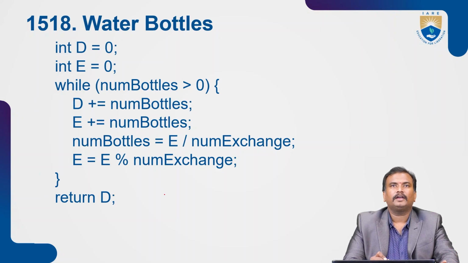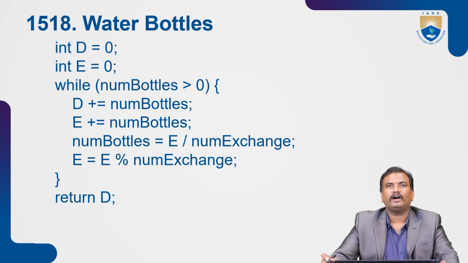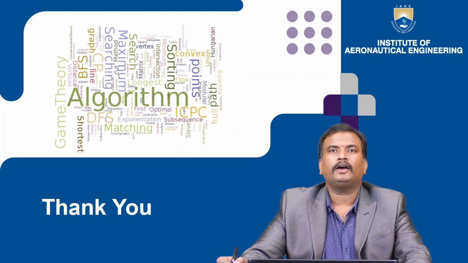This is how we are going to write the Java code for the pseudocode. So for every step, we need to keep completing this loop. We are going to keep updating the drunk water bottles and empty water bottles, and again update the number of bottles and empty bottles. So this is the way we find the number of water bottles which you can drink. In this session, I have discussed the Leetcode problem, water bottles.